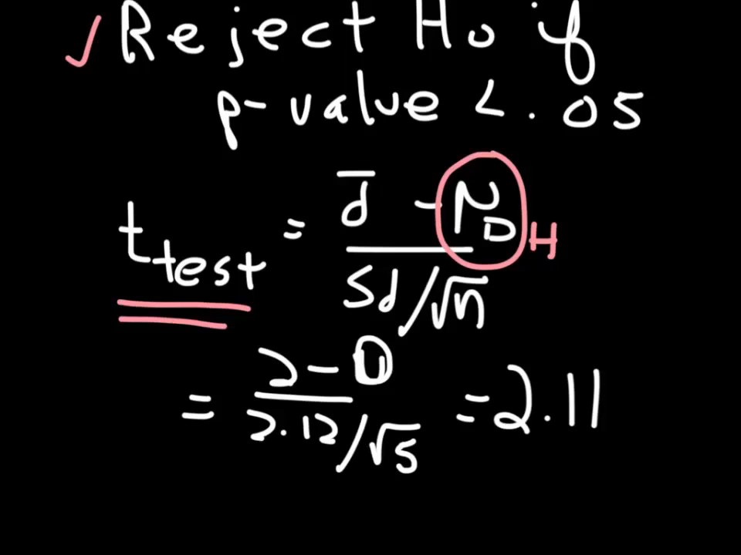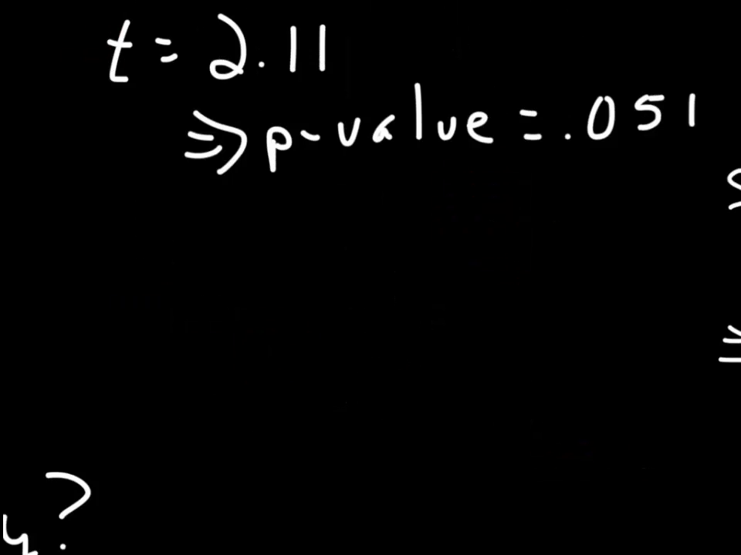2 minus 0 over 2.12 over the square root of 5, we have 2.11. That means that the value we have, this 2, is about 2.11 standard errors above the hypothesized mean of 0 here. So using our calculator, we can determine that a p-value is 0.051.